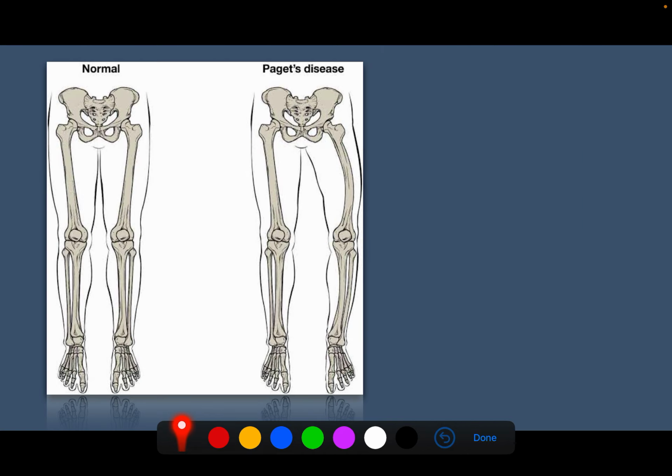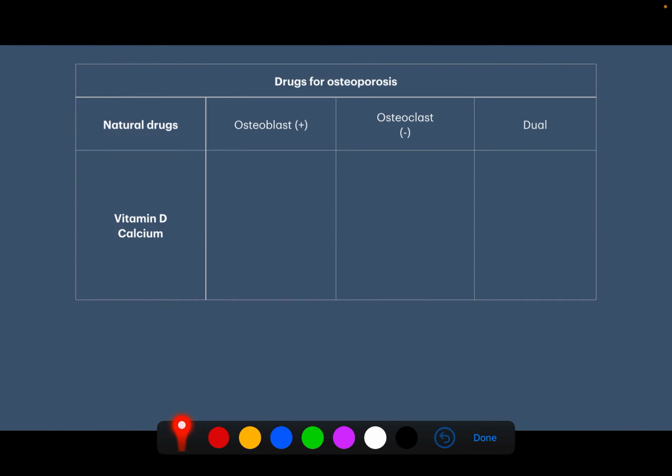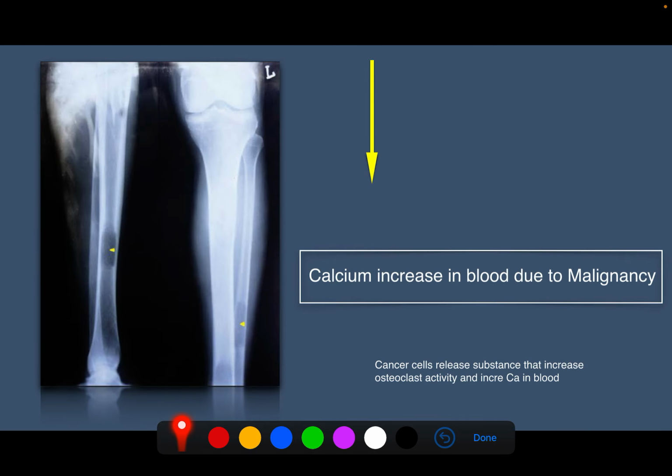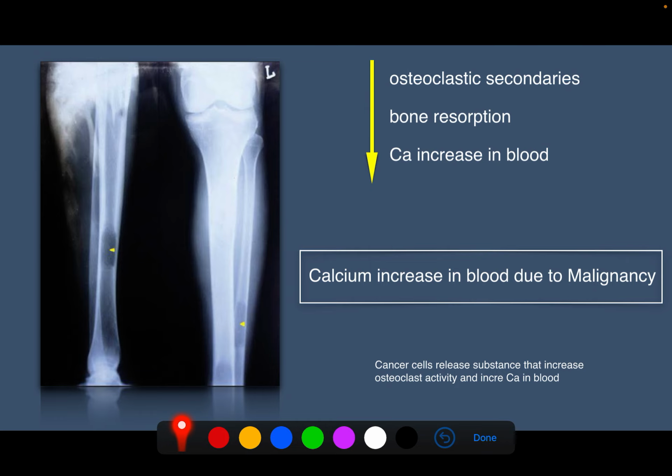Done. Now we are starting individually with osteoclast inhibitors. Before that, you need to get some basics clear. Paget's disease of bone is related to calcium metabolism, right? That's the only thing you have to understand here. Paget's disease of bone. Done.